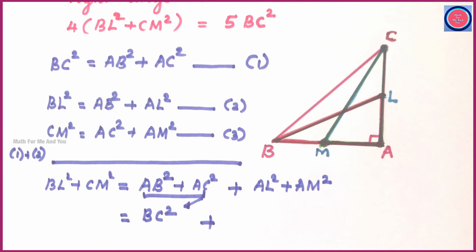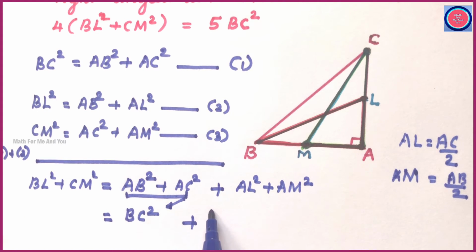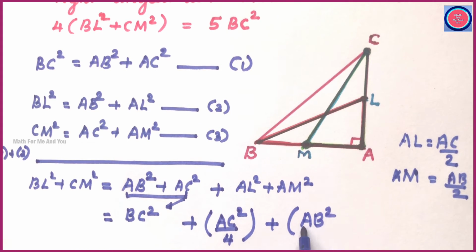We want to find from the picture what is AL and what is AM. Since BL is the median, we could write L is the midpoint of AC. Therefore, AL equals AC over 2, half of AC. And M is the midpoint of AB. Therefore, AM is equal to AB over 2. Replace these two new values and find out what is AL square and AM square. AL square is AC over 2 the whole square, that is AC square over 4, plus AM square. We could write AB over 2 the whole square, AB square over 4.